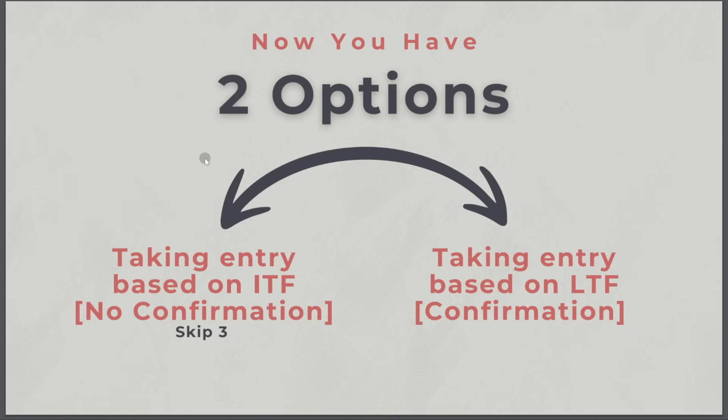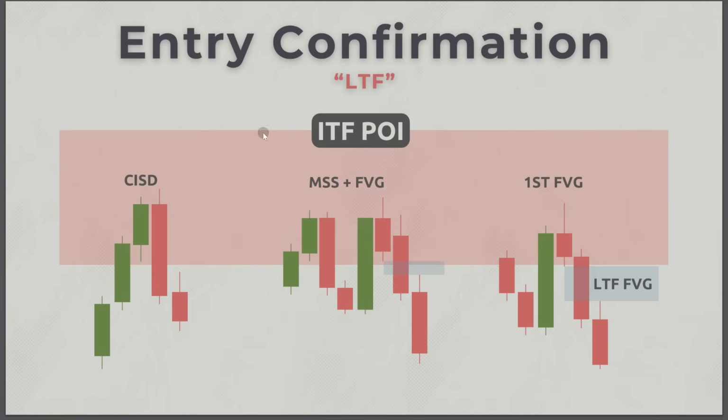By the way, this one, the no confirmation entry, is going to give you less reward to risk, but a lot of the time you're not going to miss trades. But then there is the entry on the lower time frame with a confirmation, and if you want to learn this, then you can go to the third step and we're going to go from there. But if you are taking a no confirmation trade only based on the intermediate time frame, then you don't need to watch the third step.